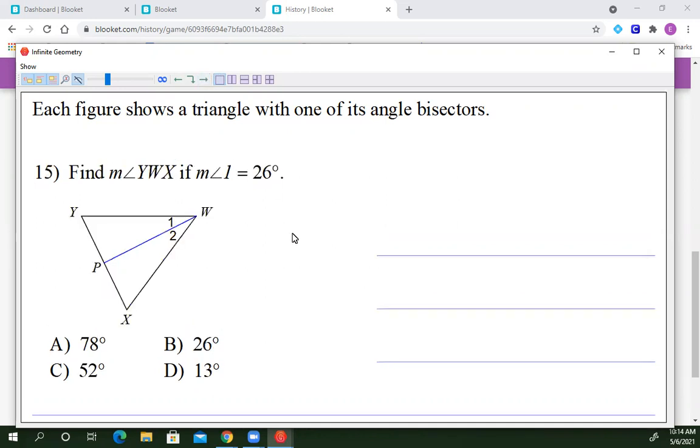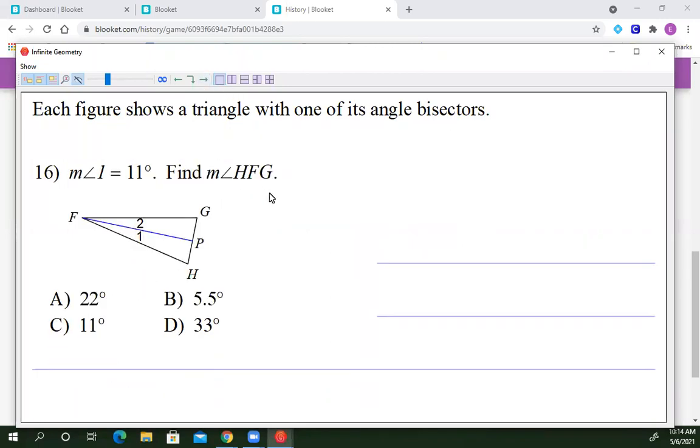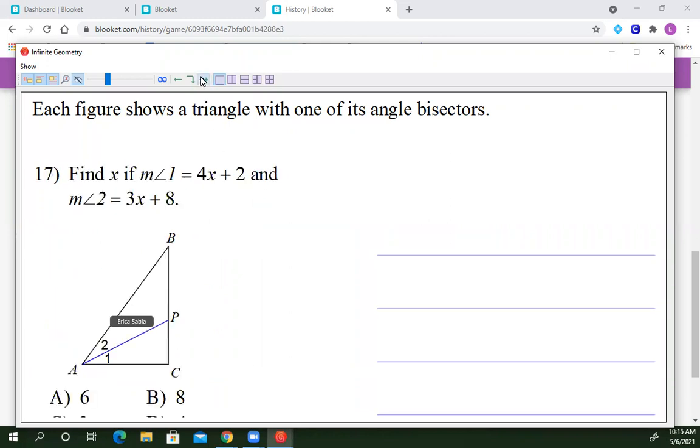Okay. Again, same thing. If 1 is 26, they're not looking for angle 2. They want the whole thing. So that is 52. You got it, 52. Again, same thing. If this is 11, then the whole thing is 22. Easy peasy. Until we get to, oh, fun algebra.